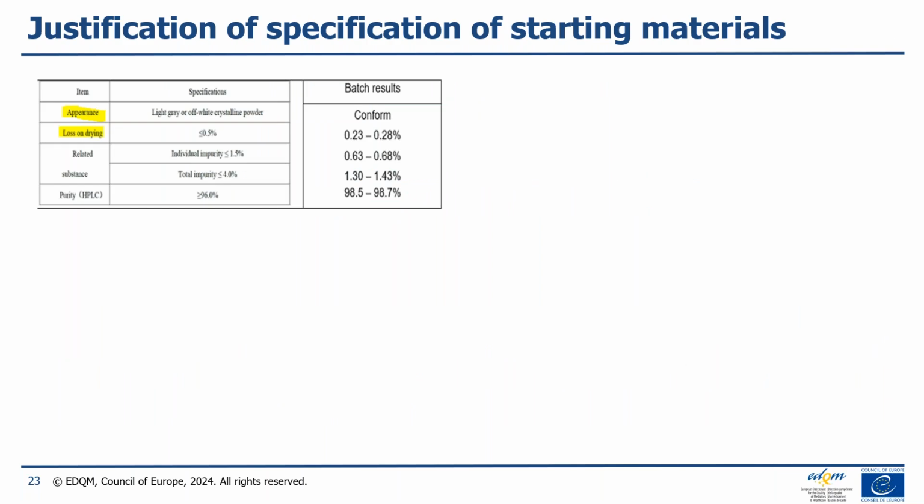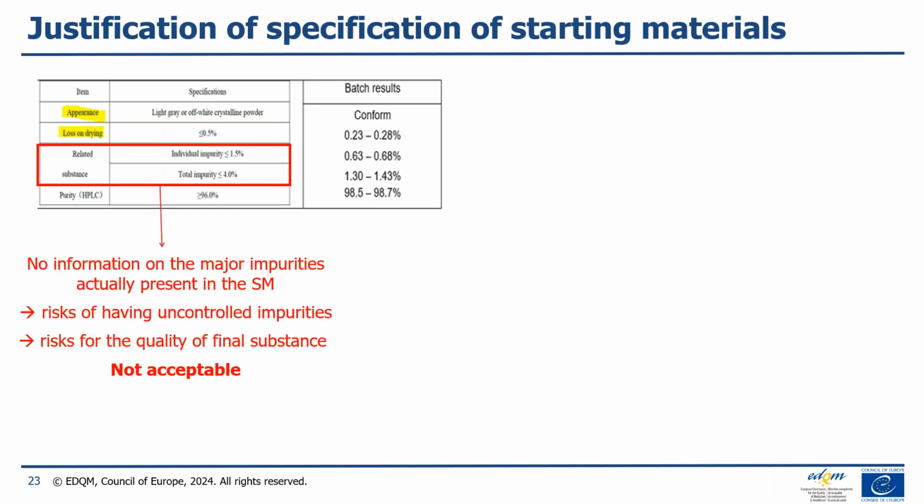Let's come now to a quick example. We have a specification on the screen where you have a limit for individual impurity at 1.5 and total impurities at 4.0. Actually, this specification provides very little information to an assessor. You have a wide limit for any kind of impurity. There is no information on the actual impurities there. So when an assessor looks at such a specification, he or she will see risks of having uncontrolled impurities and risks for the quality of the final substance, and very likely will question it and not accept it.